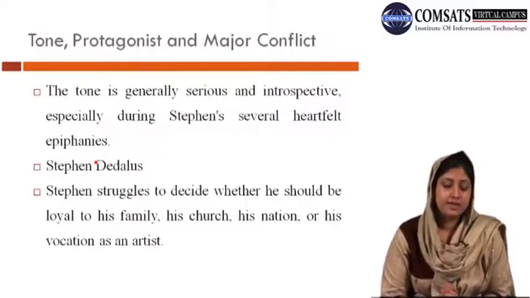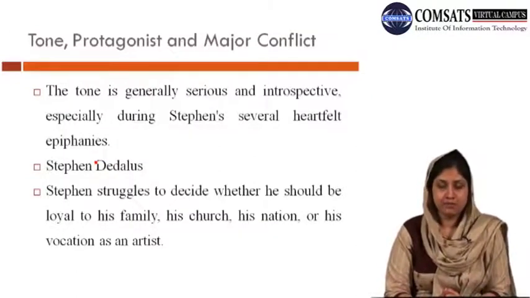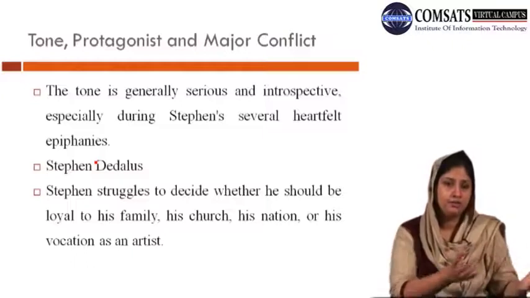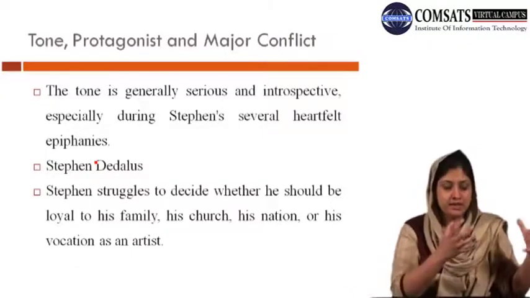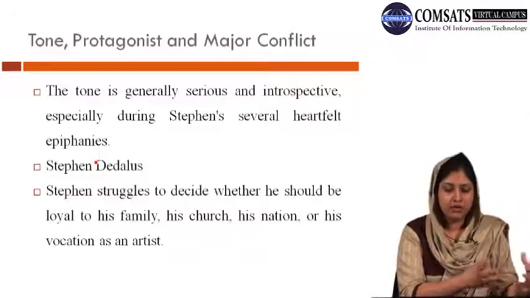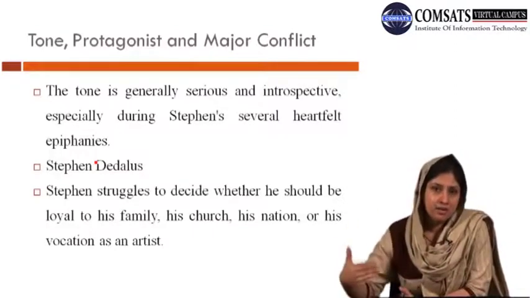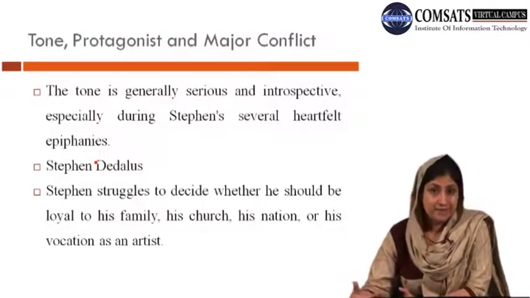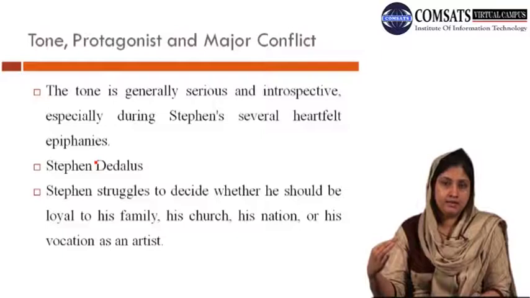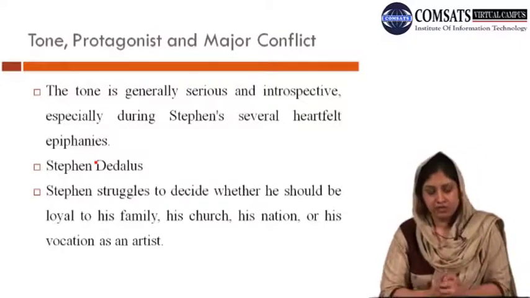Stephen struggles to decide whether he should be loyal to his family, his church, his nation, or his vocation as an artist. On the other hand, as we recently finished our novel by Virginia Woolf, you will see that the ground of the plot is entirely different in both of these novels. James talks mostly about nation and religion, although he touches on loyalty towards family as well, but here Virginia's writing is entirely about domestic life, family, relations, self and human being. Although we do have bits of religion, definitely this theme of beauty and art is relevant to both of these writings.